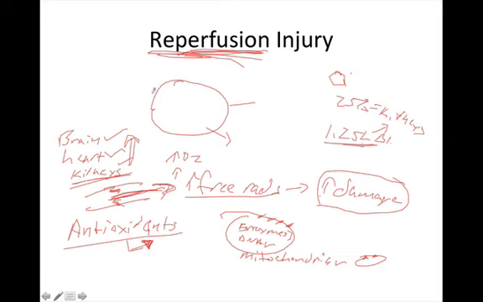So that's reperfusion injury, and I just wanted to talk a little bit about that because that's something you may potentially run into. And my apologies for deleting that picture there.